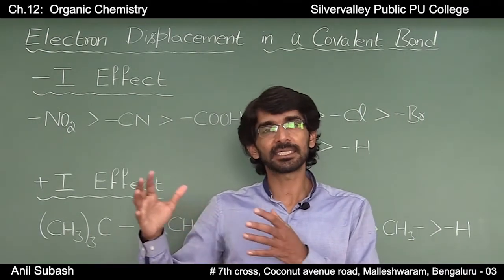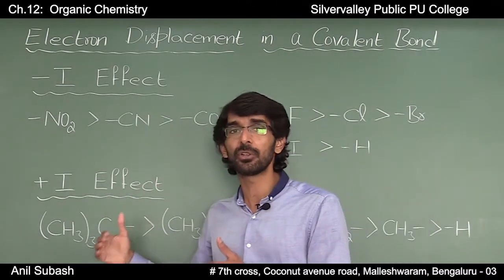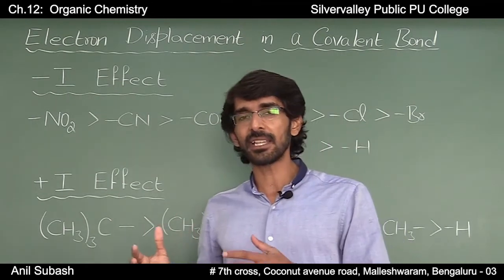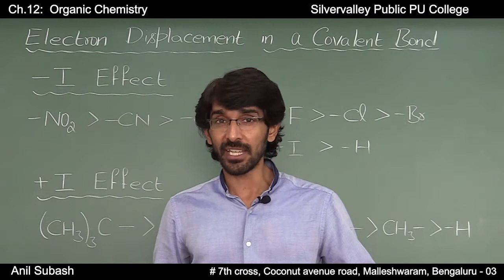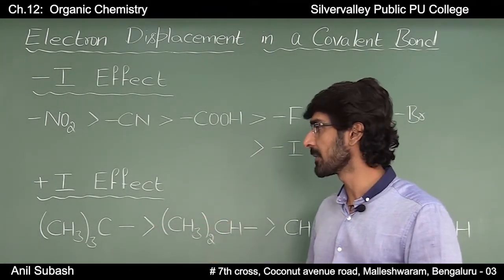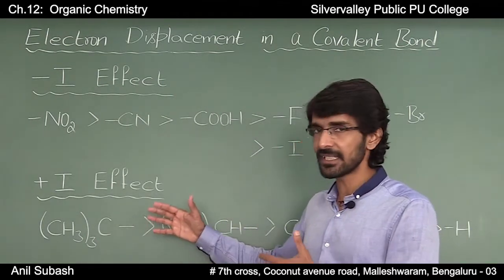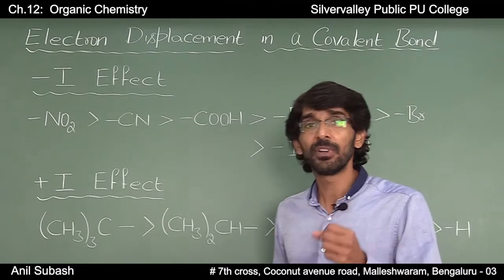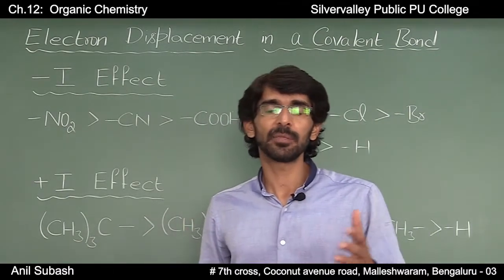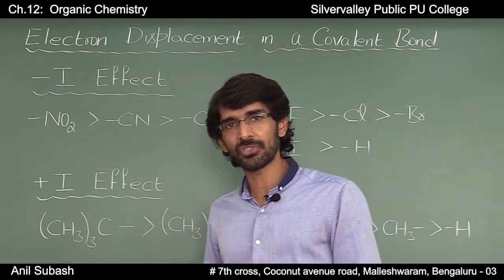If the substituent that is present at the end of the carbon chain is an electron donating group, that is, if the substituent donates electrons towards the carbon chain, then such an effect is known as plus I effect. In the case of plus I effect, the substituent that is present at the end of the carbon chain will have a partial positive charge and the carbon atom of the chain will have a partial negative charge.